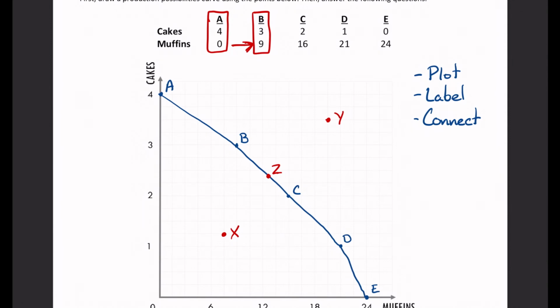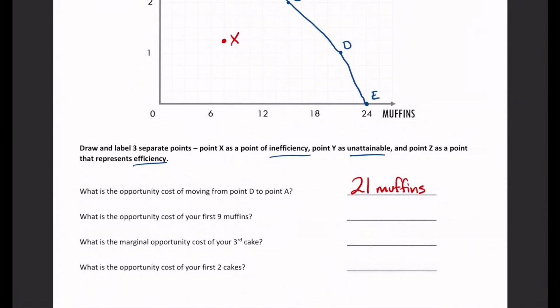So as we move from point A to point B, what we're doing is we're adding 9 muffins. But remember, to add 9 muffins, we have to give something else up. There's an opportunity cost. And that opportunity cost is moving from 4 cakes down to 3 cakes, which means we are losing 1 cake. Our opportunity cost for our first 9 muffins is 1 cake.